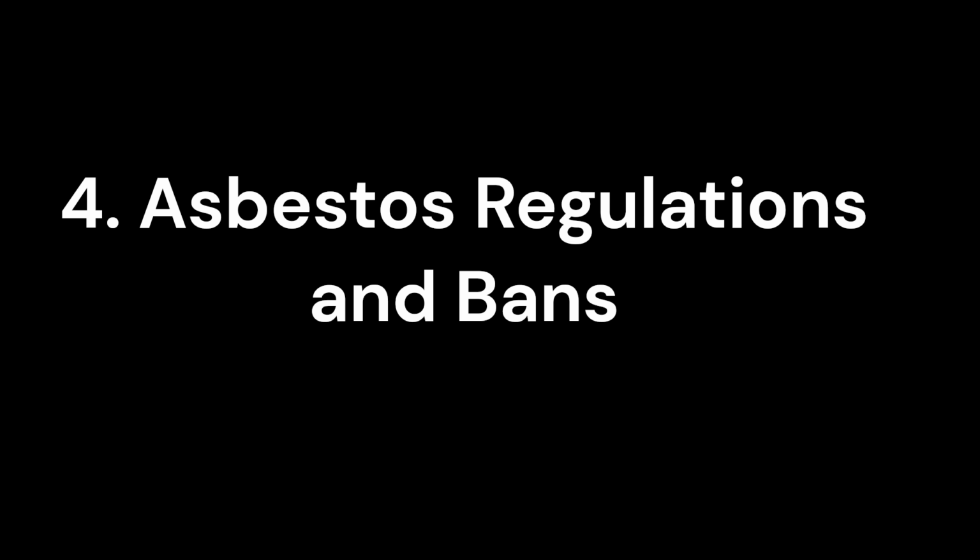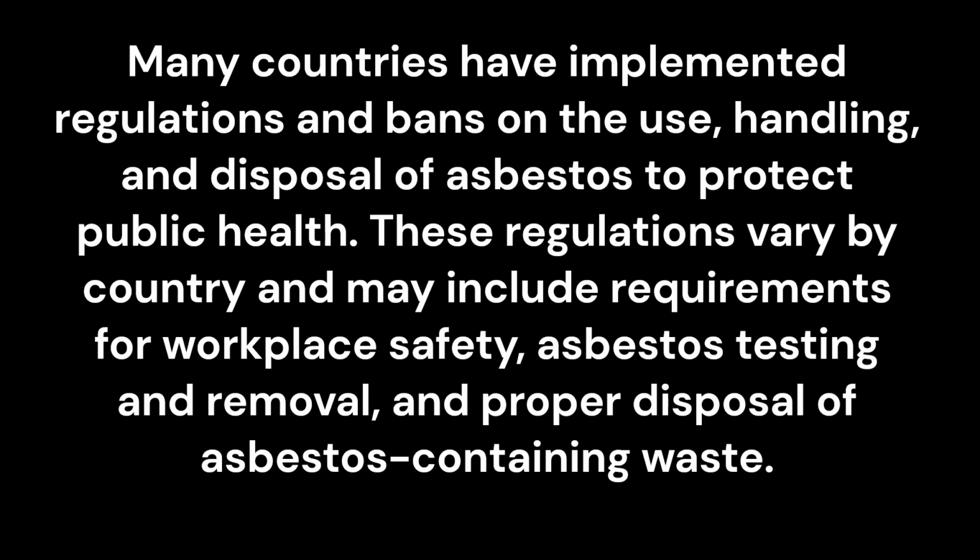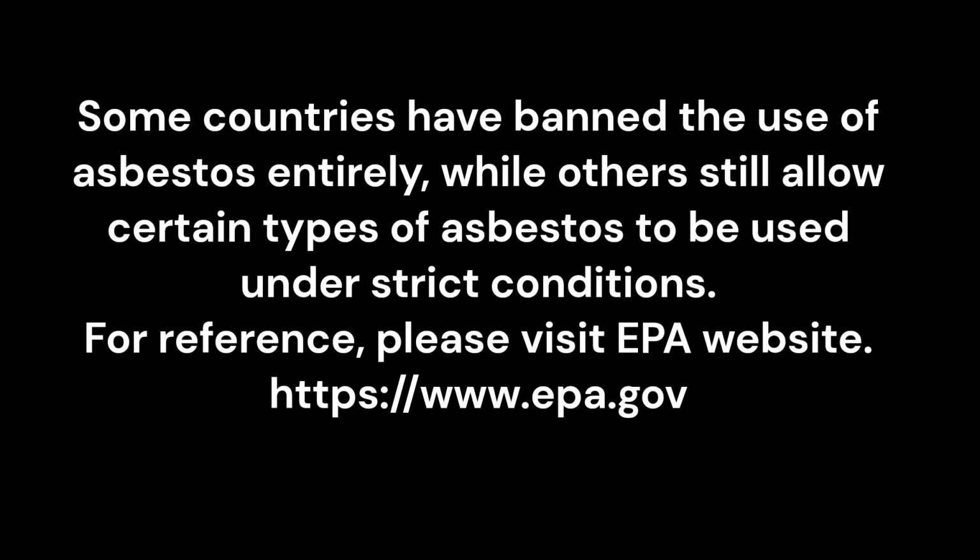Many countries have implemented regulations and bans on the use, handling, and disposal of asbestos to protect public health. These regulations vary by country and may include requirements for workplace safety, asbestos testing and removal, and proper disposal of asbestos-containing waste. Some countries have banned the use of asbestos entirely, while others still allow certain types of asbestos to be used under strict conditions. For reference, please visit the EPA website.